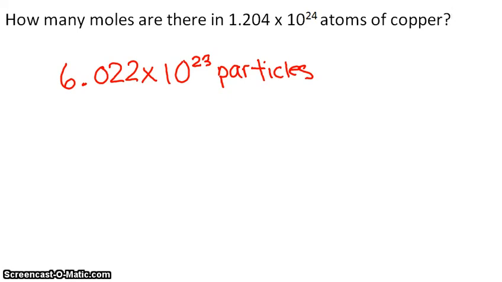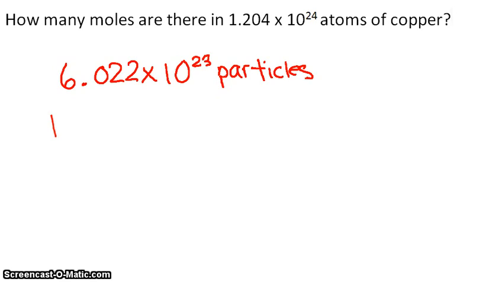Now that is a really, really large number. Atoms are so small that in the lab or at home we really work with trillions of atoms or molecules at a time. However, we may now convert from extremely large number of atoms to just the number of moles of atoms or molecules. So I have an example here. How many moles are there in 1.204 times 10 to the 24 atoms of copper?